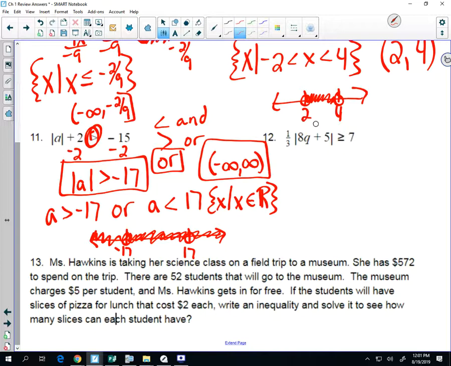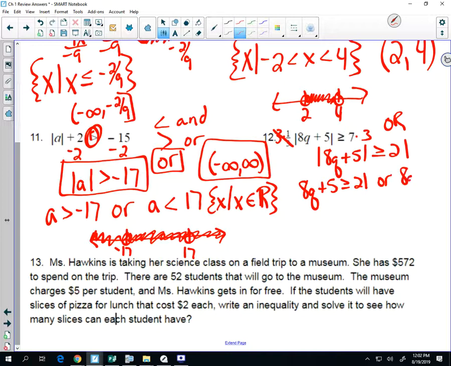Okay, this one. Step 1, get the absolute value by itself. So to get rid of this 1/3, you could divide by 1/3, but much easier would be to multiply by 3, right? Multiply by 3 is going to cancel that out. So whenever you see fractions, think about multiplying by the denominator. And then I'm going to have 8q plus 5 is greater than or equal to 21. Less than and, greater than or. So this is also an or statement. And I'm going to do 8q plus 5 is greater than 21.